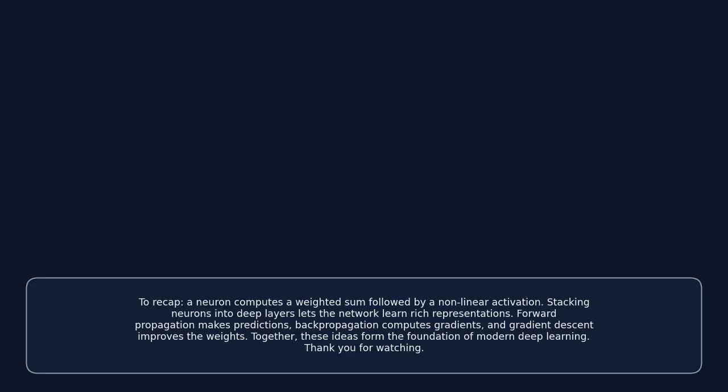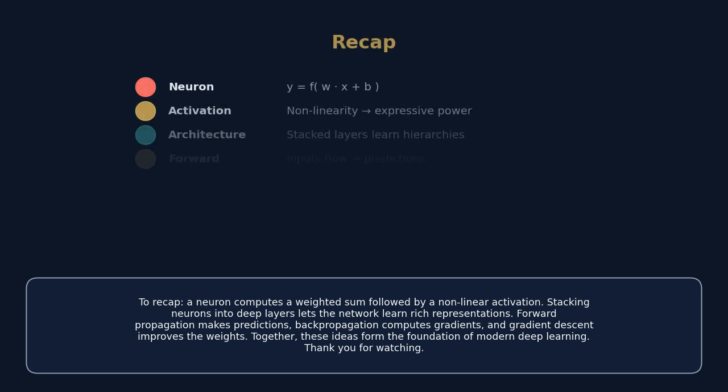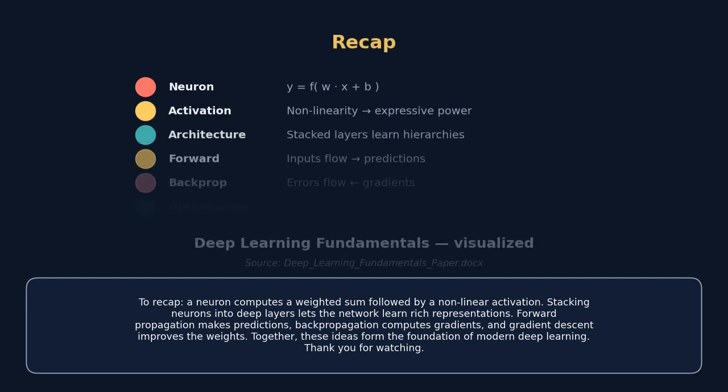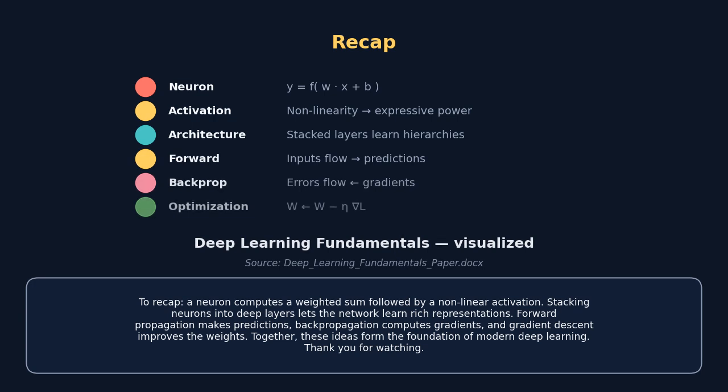To recap, a neuron computes a weighted sum followed by a nonlinear activation. Stacking neurons into deep layers lets the network learn rich representations. Forward propagation makes predictions, backpropagation computes gradients, and gradient descent improves the weights. Together, these ideas form the foundation of modern deep learning.